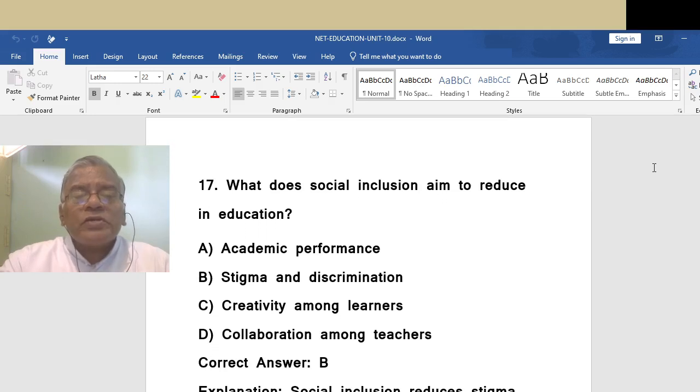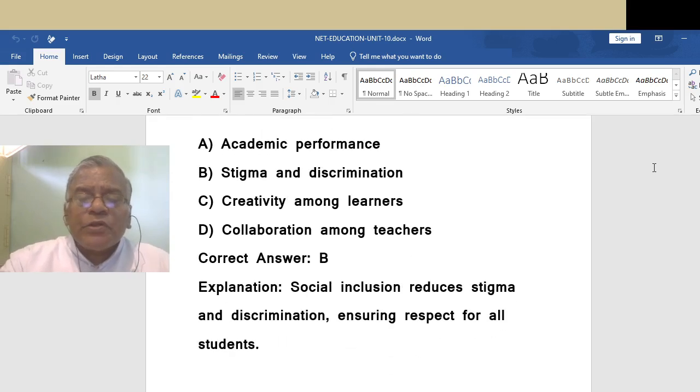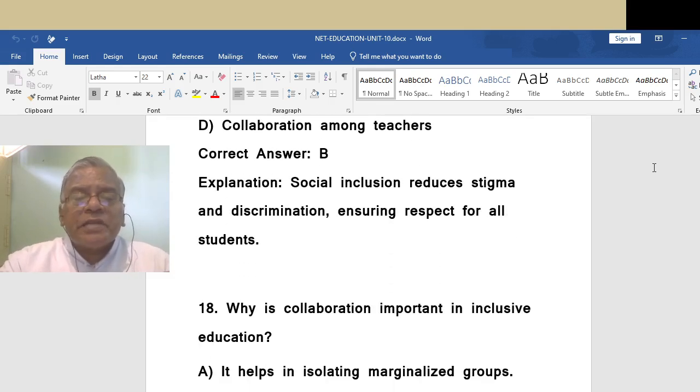Then, what does social inclusion aim to reduce in education? Academic performance, stigma and discrimination, creativity among learners, collaboration among teachers. That is stigma and discrimination. Social inclusion reduces stigma and discrimination, ensuring respect for all students.